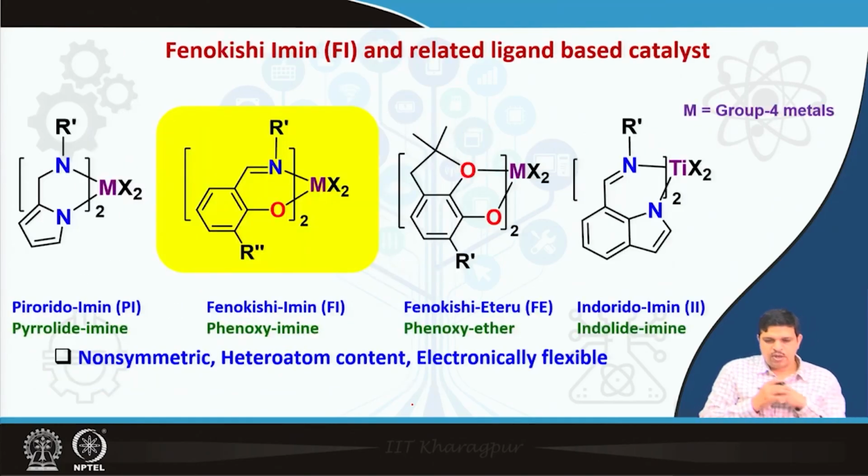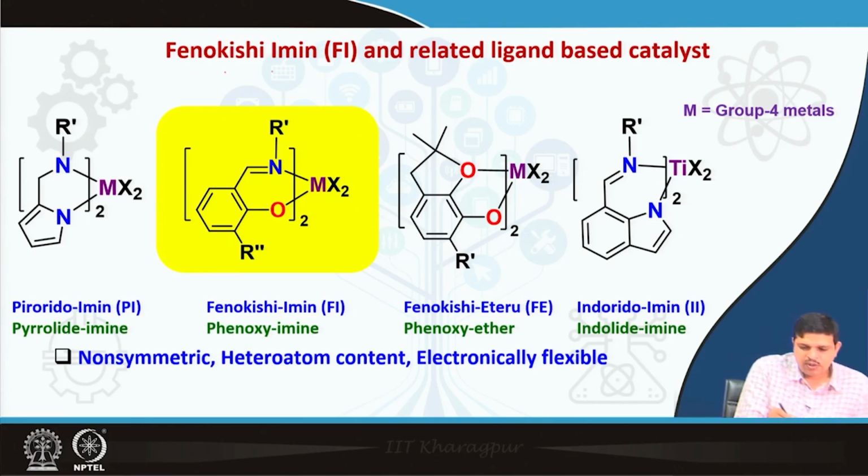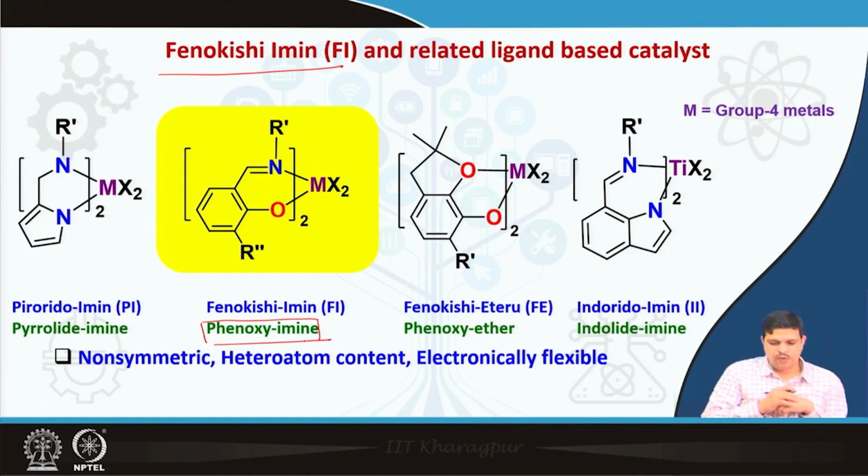Here one of the very famous ligand complex systems is the phenoxyimine. In English it is called the phenoxyimine, but in Japanese it is called phenoxyimine, that's why it is called FI. Related ligands are this one, the pyrrolidinoimine. This is another category of catalyst, and this, you will see, is the phenoxyether.